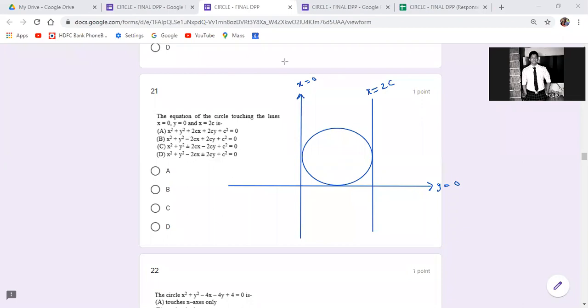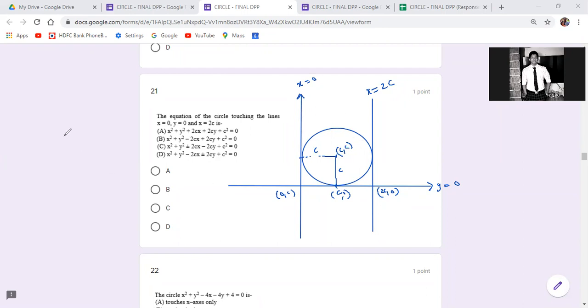Understood? So what is the center? This is c. This will also be c. If this is c, see the midpoint, this is 2c comma 0. This is 0, 0. So this will be c comma 0. That means this x coordinate is c. That means the radius is c. So the center is c comma c.